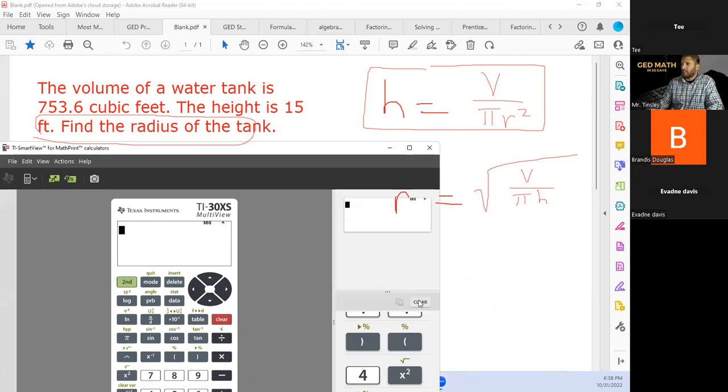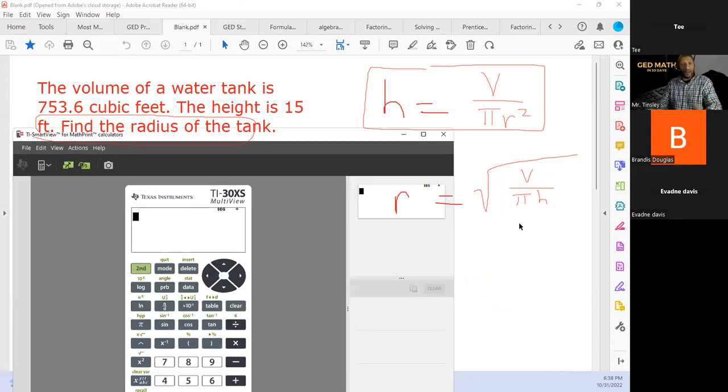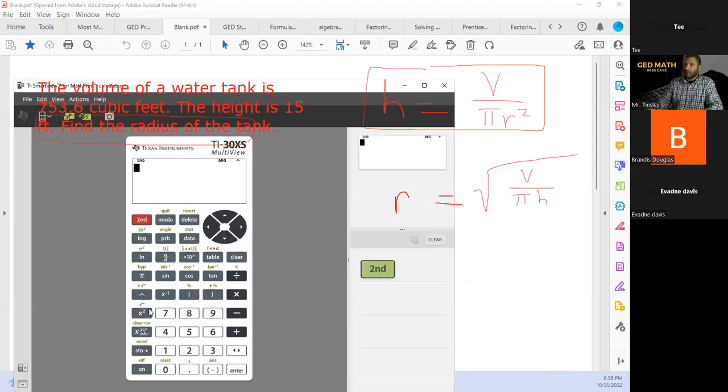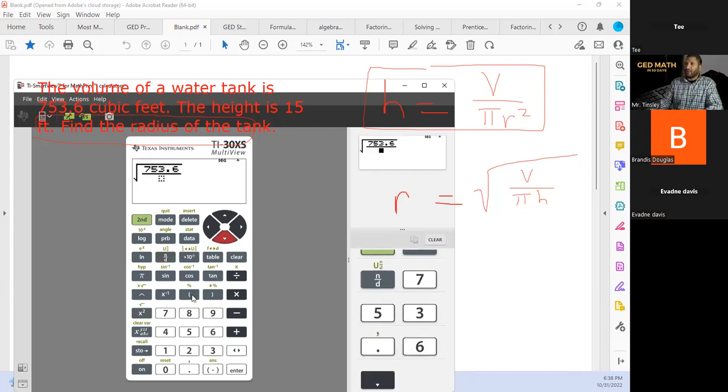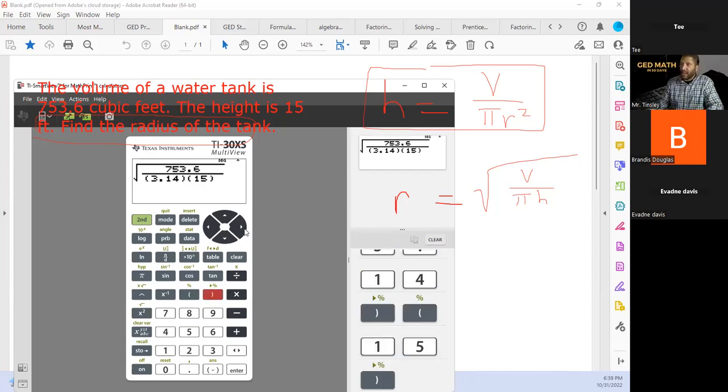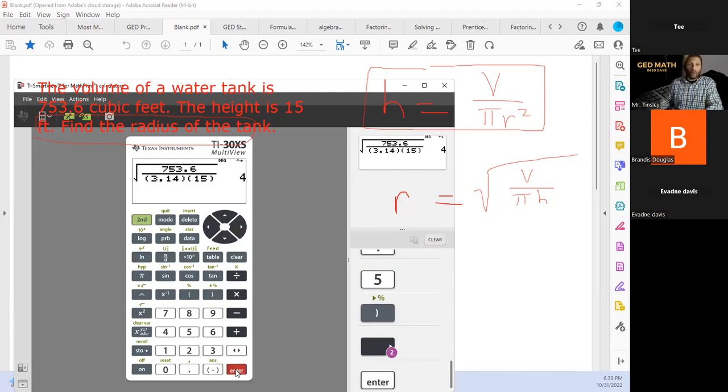So now we're going to clear it out. Now, R equals the square root of V divided by pi times H. The first thing we need to do is the square root. That's second, and x squared is going to give you a square root. We have division inside the square root, so I'm going to hit the fraction key. My volume is 753.6. Hit my down arrow. Pi is 3.14 times the height, which we said was 15. Get out of the fraction, get out of the square root, press enter. R is 4. Your radius is 4 feet.